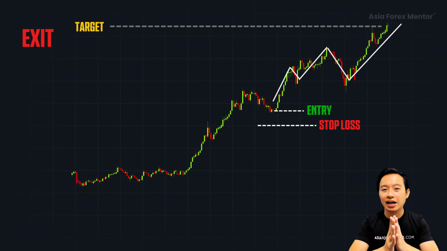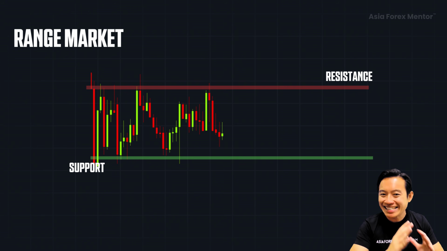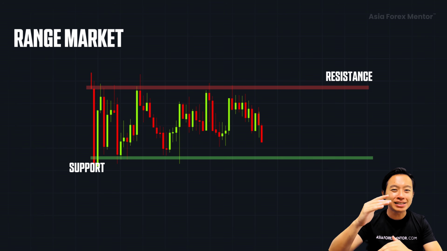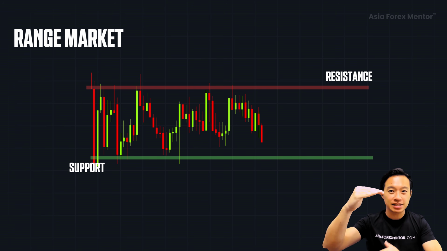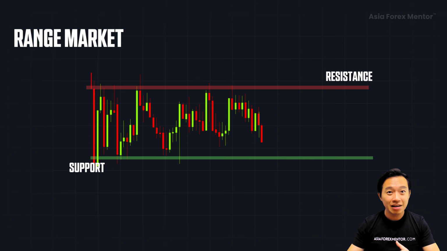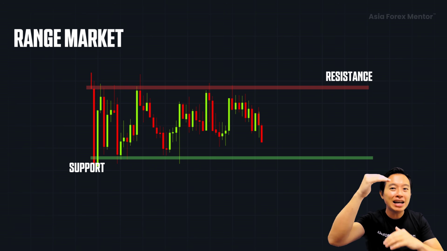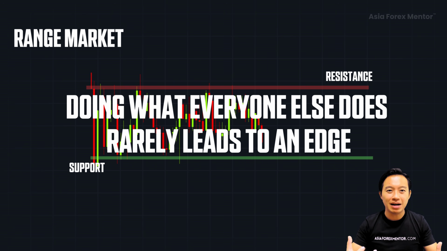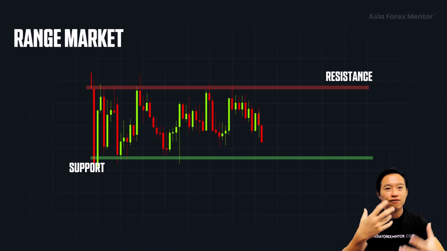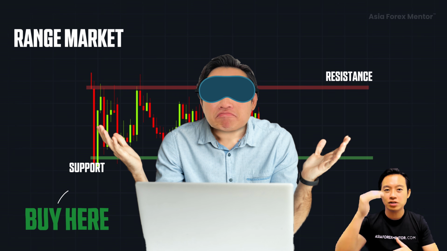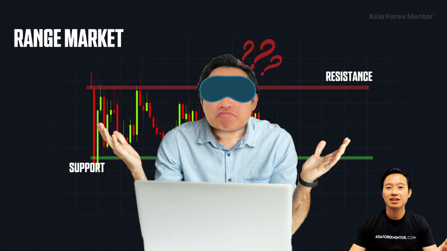Okay, so now let me show you another example in a ranging market. When the market is stuck in a range, most traders mindlessly buy the support and sell the resistance, like what we talked about. When everybody does that, it rarely leads to an edge in the market. So instead of blindly following the crowd, ask yourself, who is trapped?